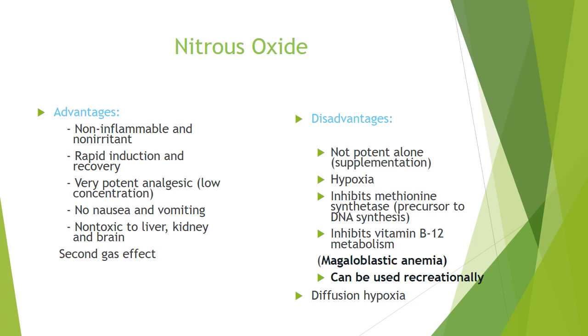Its disadvantage is that it is not potent alone. It should be supplemented with other anesthetic agents. Its MAC value is very high. Hypoxia can occur with the use of nitrous oxide during recovery phase. It inhibits methionine synthetase. Methionine synthetase is a precursor to DNA synthesis, so it can cause megaloblastic anemia. It can also inhibit vitamin B12 metabolism.